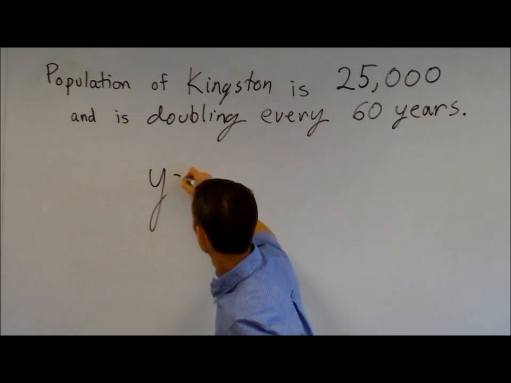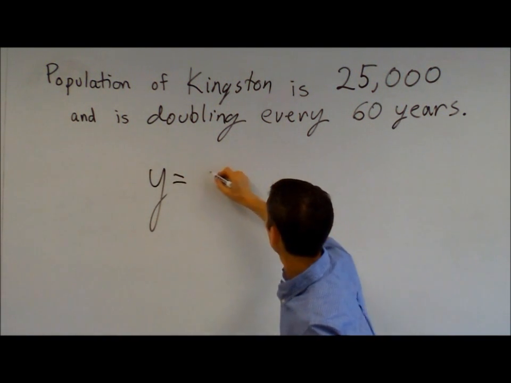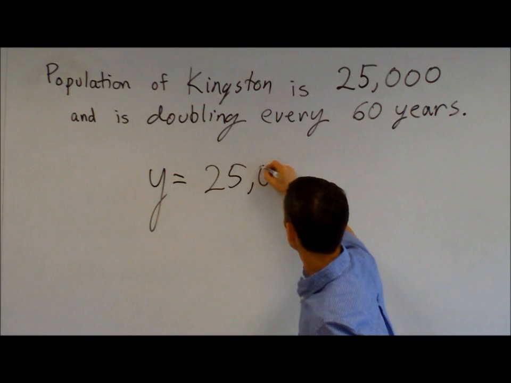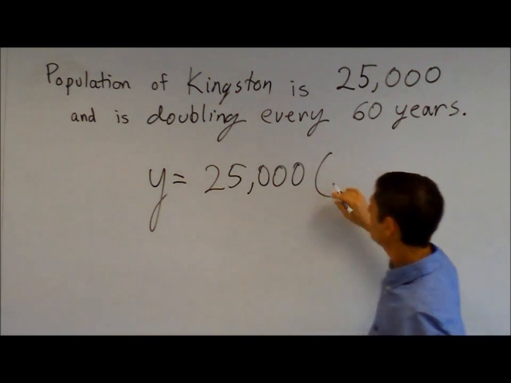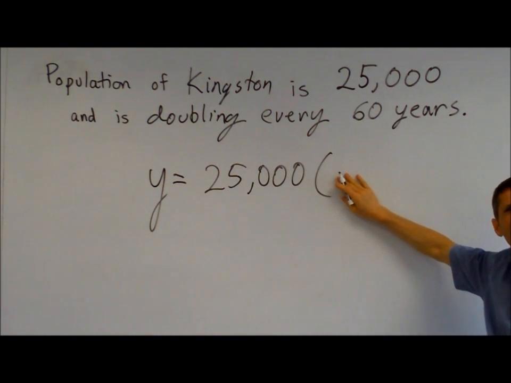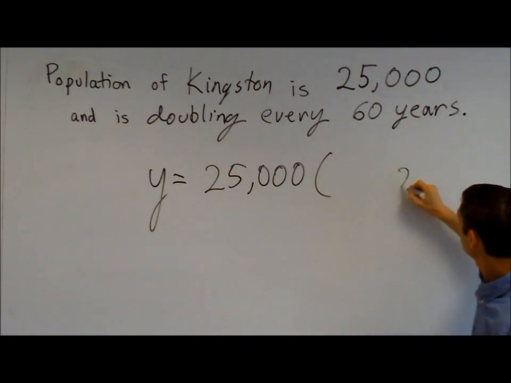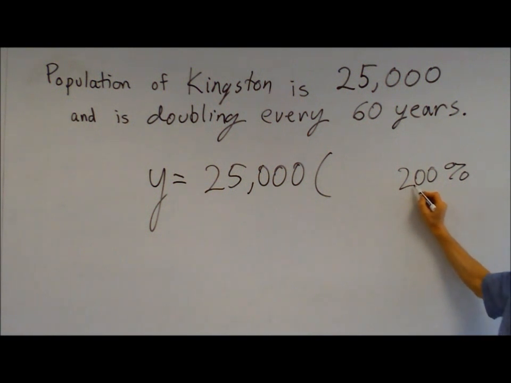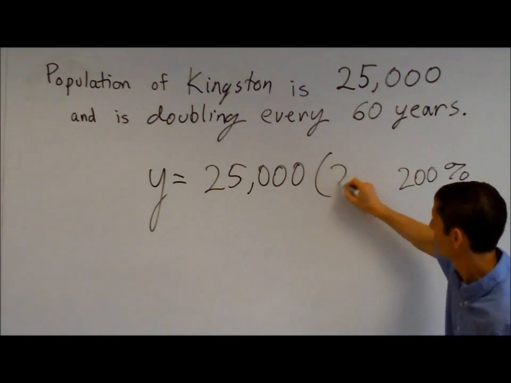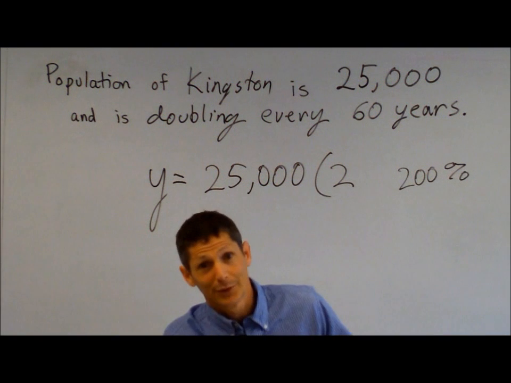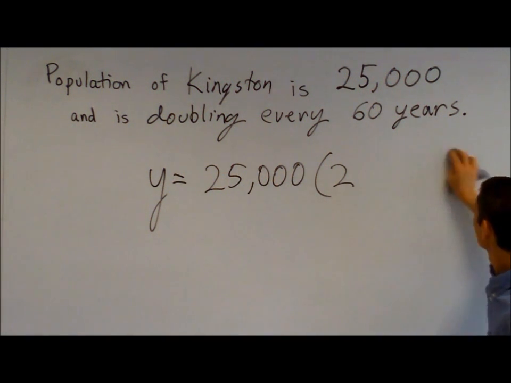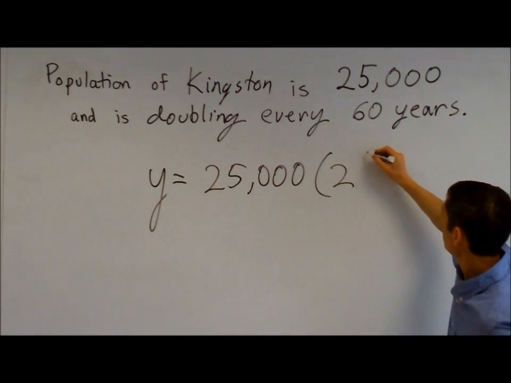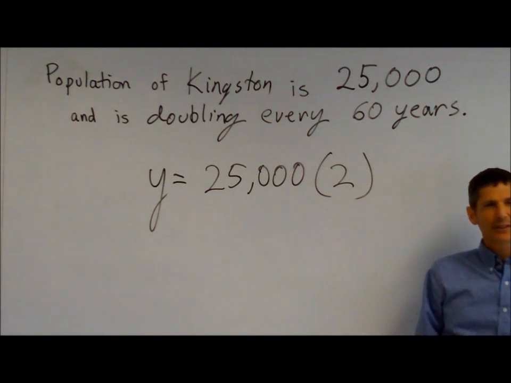So I know how to start this. The current population is 25,000. And it's doubling. Well, that means that they're going to have 200%. So as a decimal, 200%, move it over 2 places. I think that's going to be a 2. It's going to be a 2. Which makes sense when you're doubling, times 2. So they're doubling every 60 years.